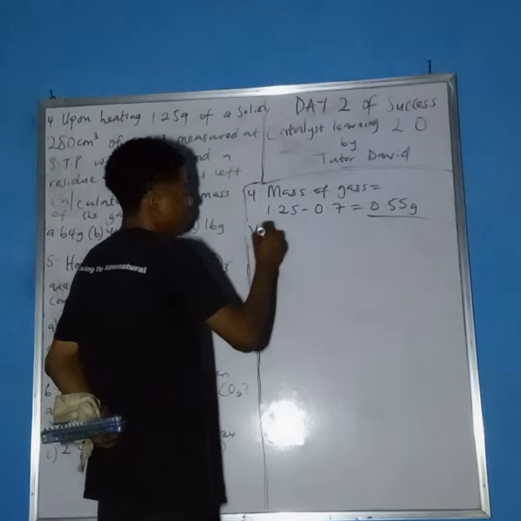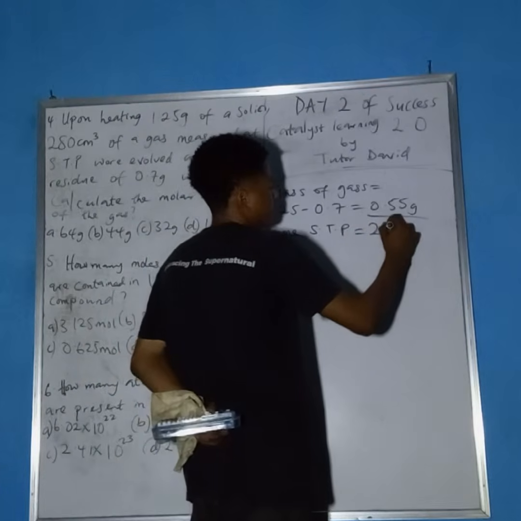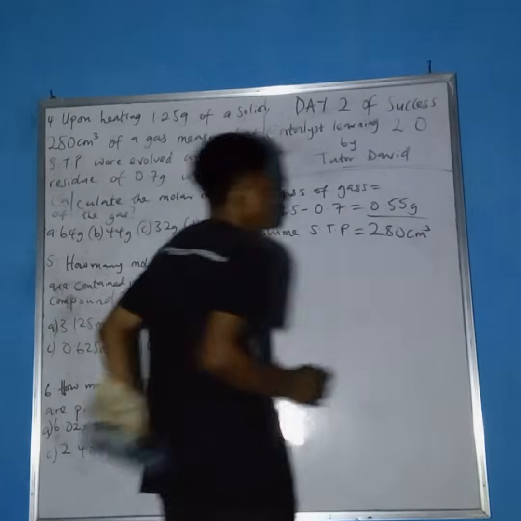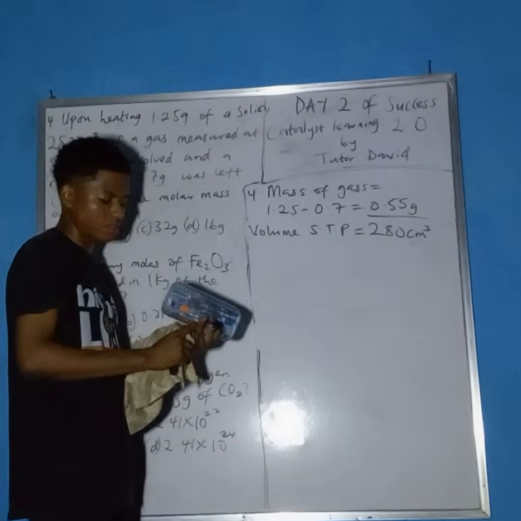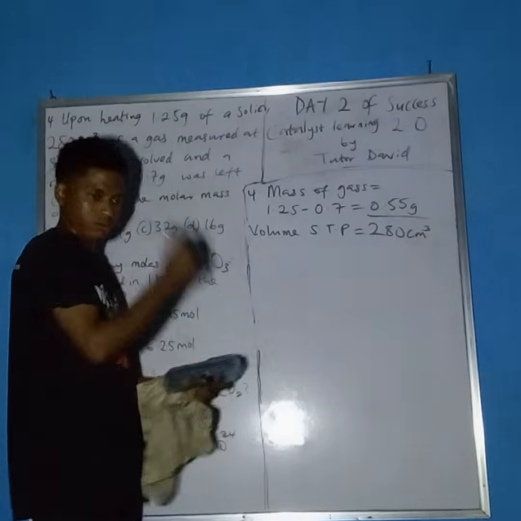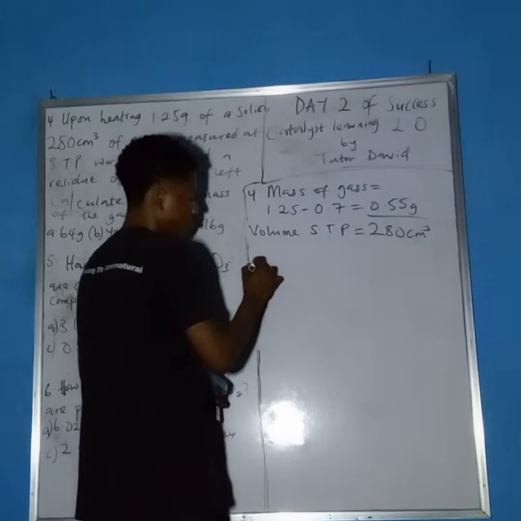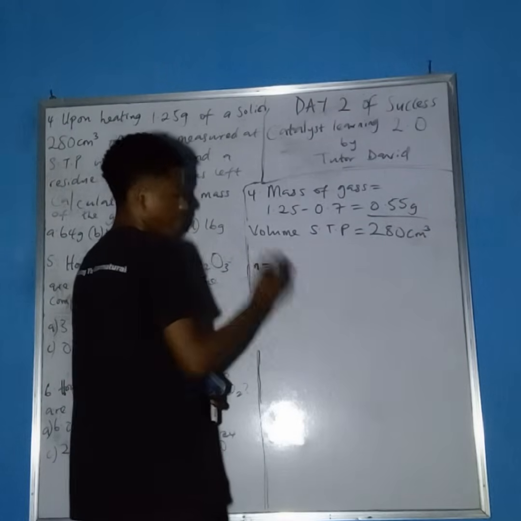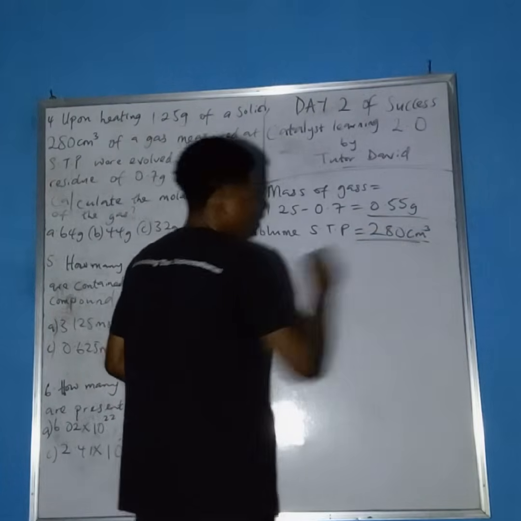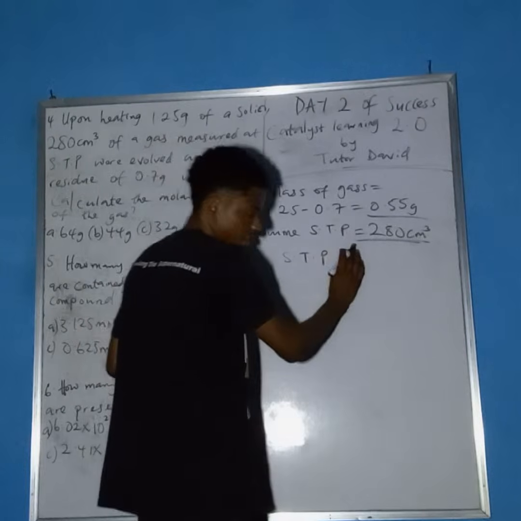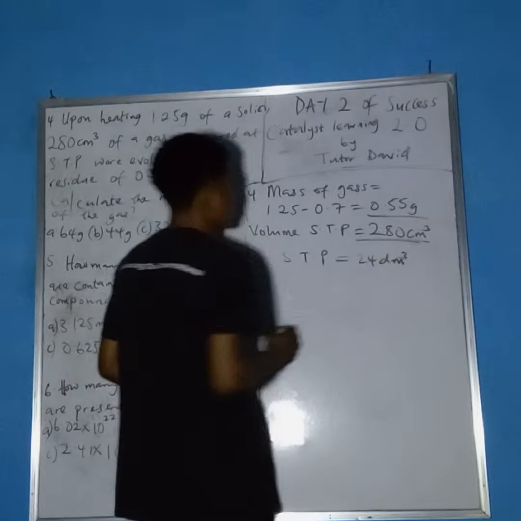So you already know that the volume at STP is what, 280 cm cube. All right. Now, there's a formula that connects volume and mass together in mole concept, and that formula is this. So we now find our number of moles, or our mass. Remember it's STP. We are supposed to use 22.4 dm cube.